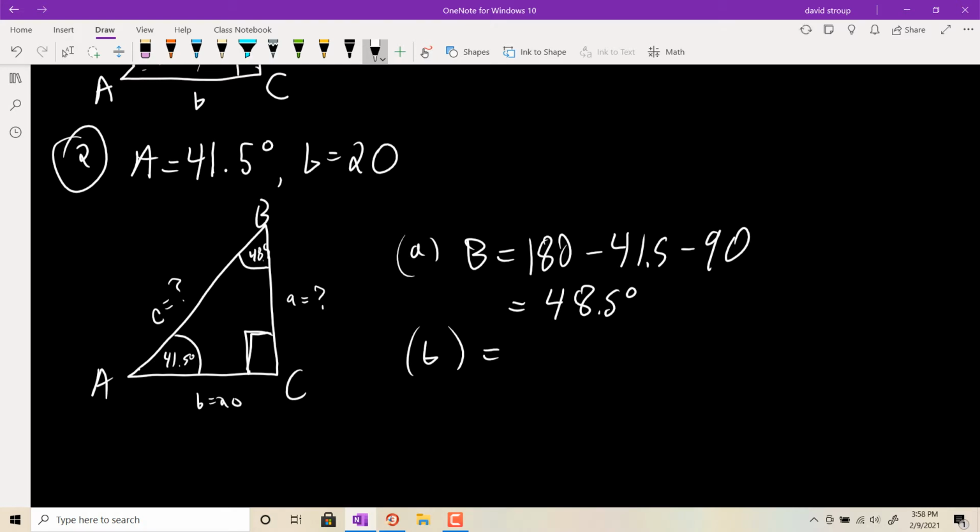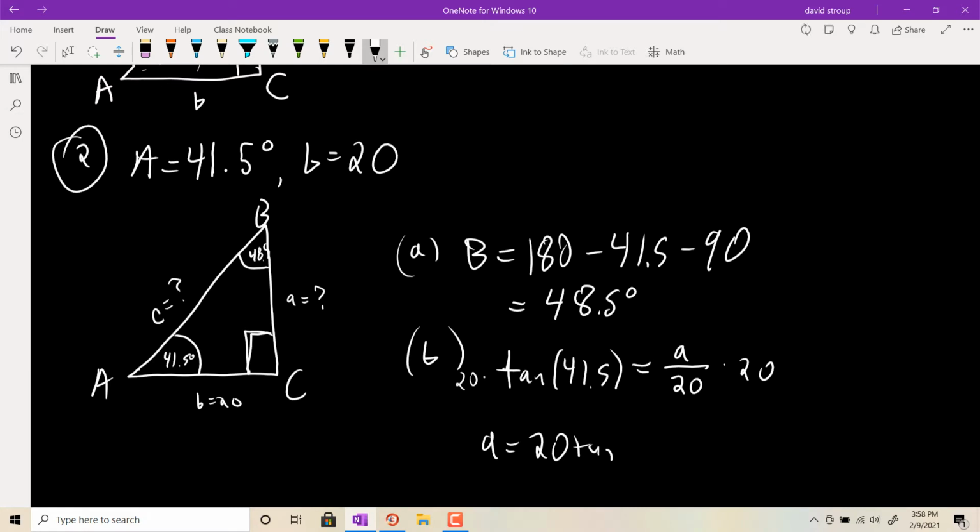So usually I like using the tan function to get my answers. So here I'm going to try to get A, right? So the tan of 41.5 degrees is equal to opposite, which is this A that I don't know, all over adjacent, which is B, which I do know is 20. And then you can solve this for A. Right, you can just multiply both sides by 20, and you have an expression for your answer. A is going to be 20 tan of 41.5 degrees.